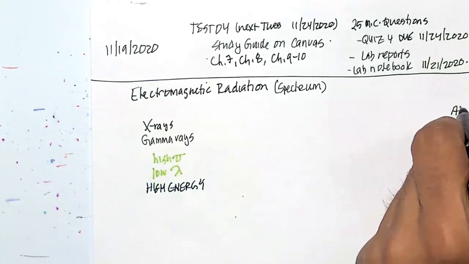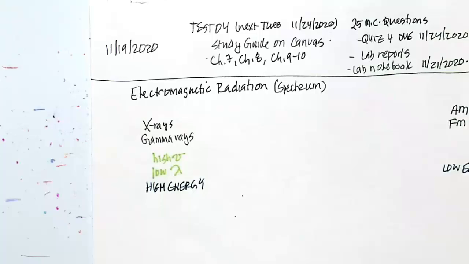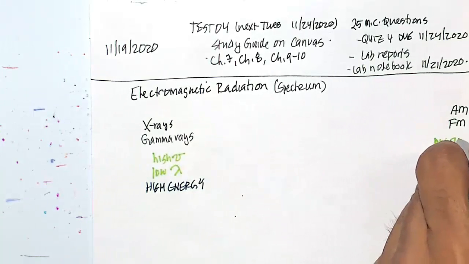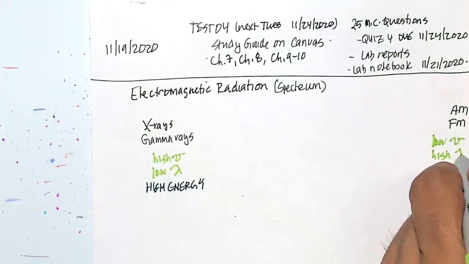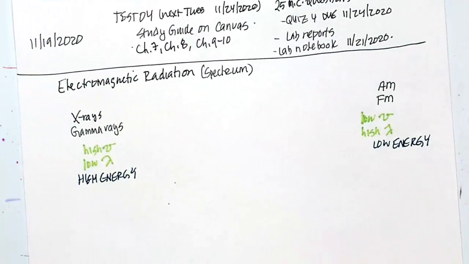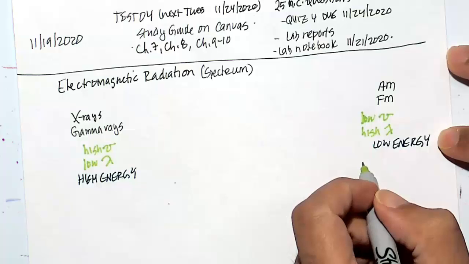AM, FM, radio waves, they have energy, but they're not going to really do any harm to you. At least I don't think there's any negative effects of audio waves, that type of spectrum. So we're going to call this the low energy end. Low energy end is the opposite of this, right? So there's low frequency, and then there's high wavelength for these guys.